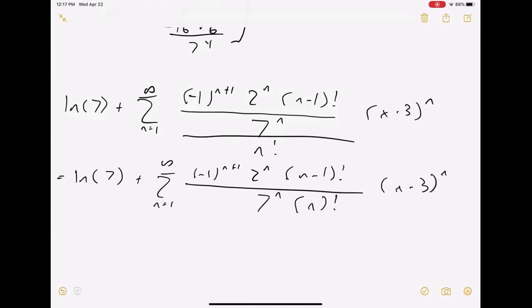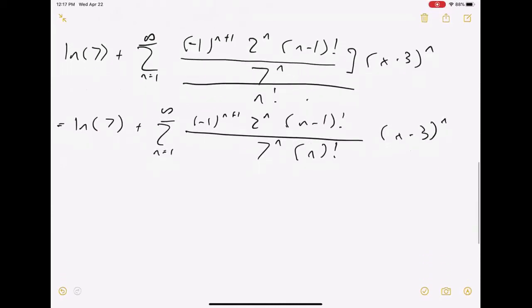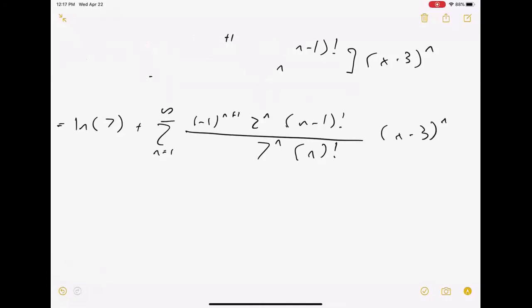Okay, 7 to the n, this fraction divided by n factorial, it's the same as this thing, right? Where we just have the denominator multiplied by n factorial. Okay. It's getting a little cluttered. Okay, now let's look at our simplified version and start simplifying here.